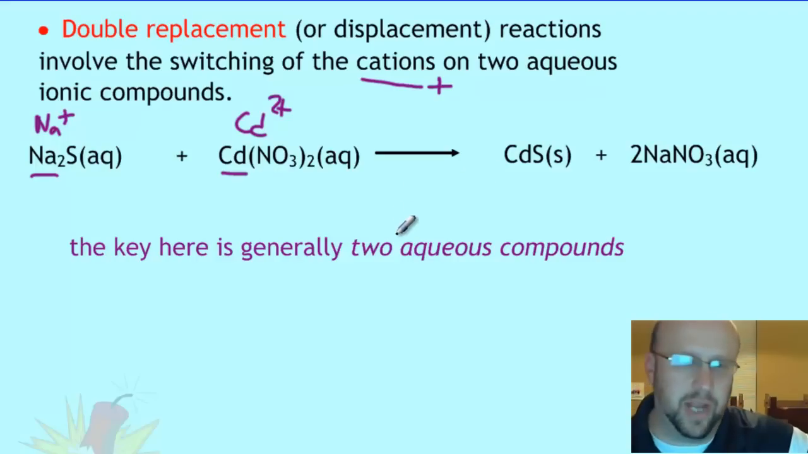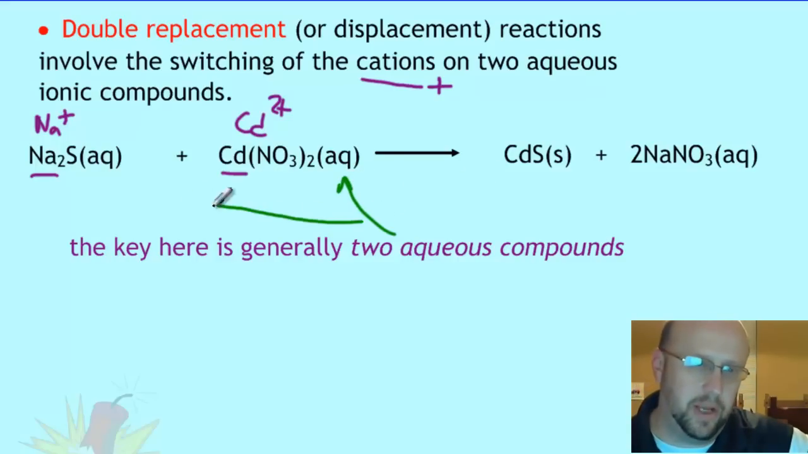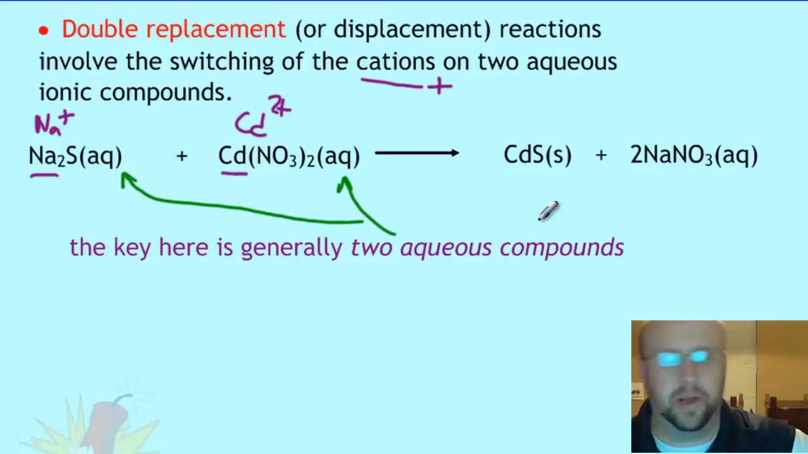So if you look at the reactants, we've got an aqueous compound here, and we've got another aqueous compound here. But really, most of the time when we're going to work these out, the phases aren't given a whole lot. So how then would you know that it was a double replacement? Here's the way you really want to think about it.